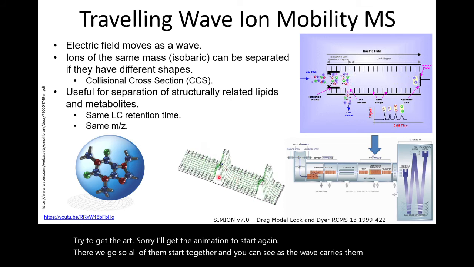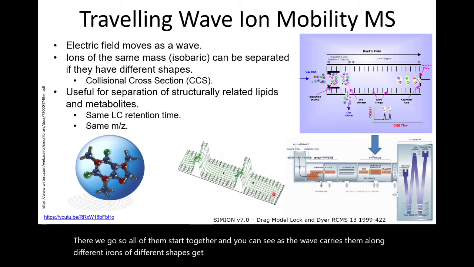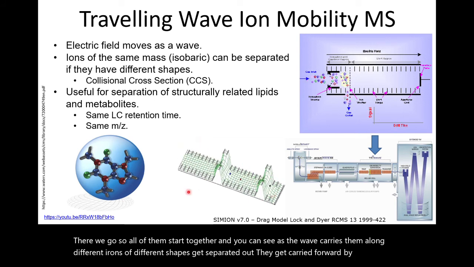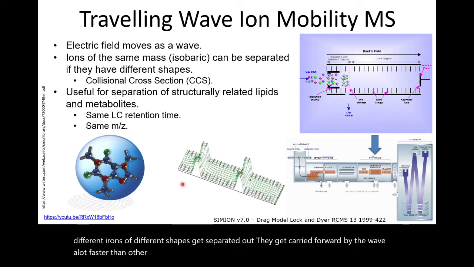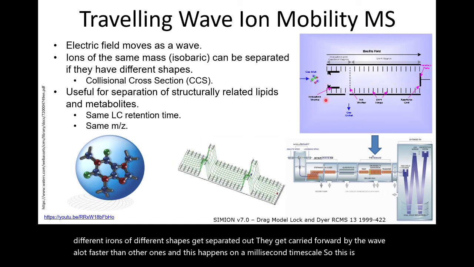and you can see as the wave carries them along, ions of different shapes get separated out. They get carried forward by the wave a lot faster than other ones. And this happens on a millisecond time scale. So this is massively slowed down, but you can see how this works.